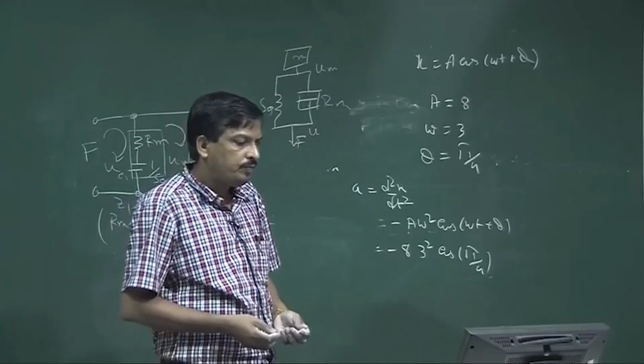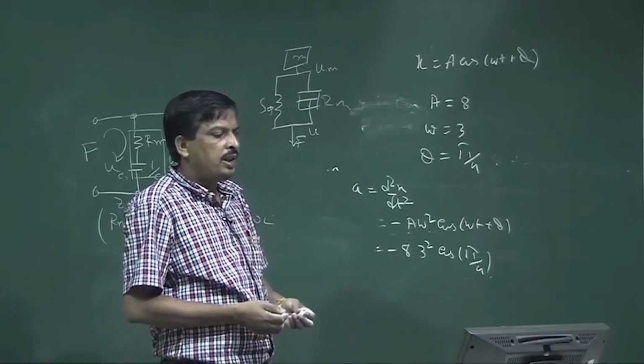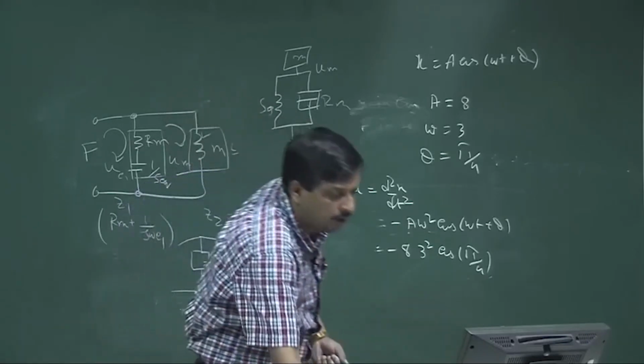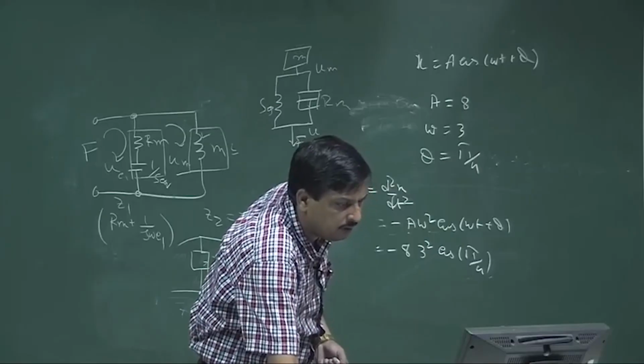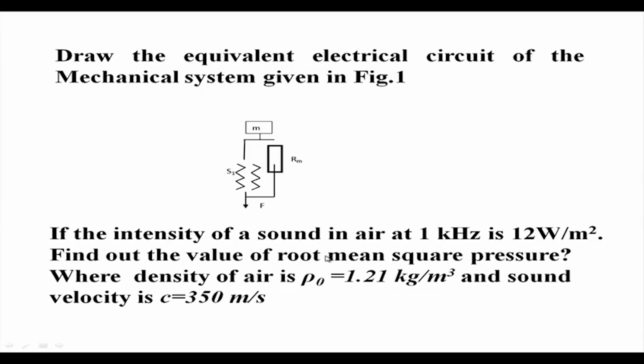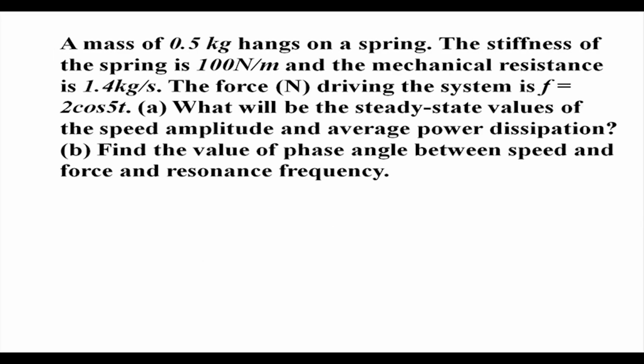Now, suppose there is another problem. If the intensity of a sound in air at 1 kilohertz is 12 watt per meter square, find out the value of root mean square pressure. Sorry, this is not in this chapter, let us come to here.